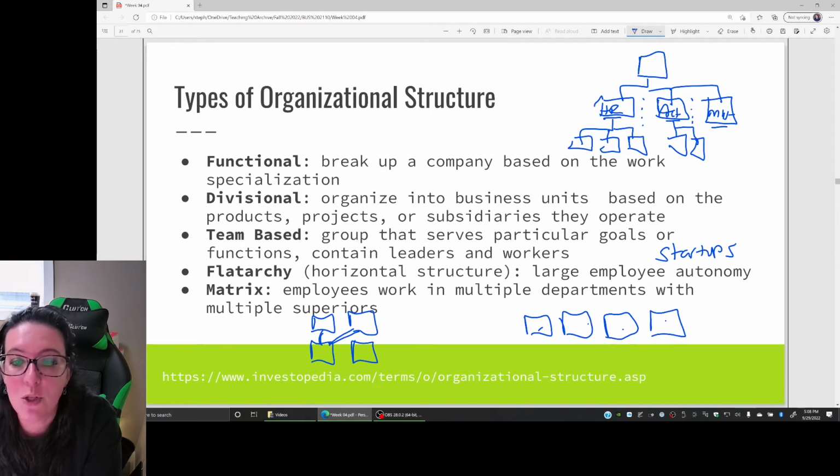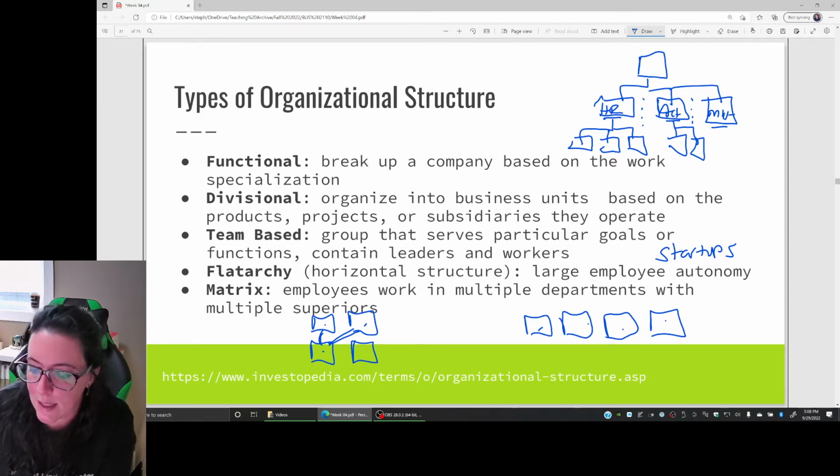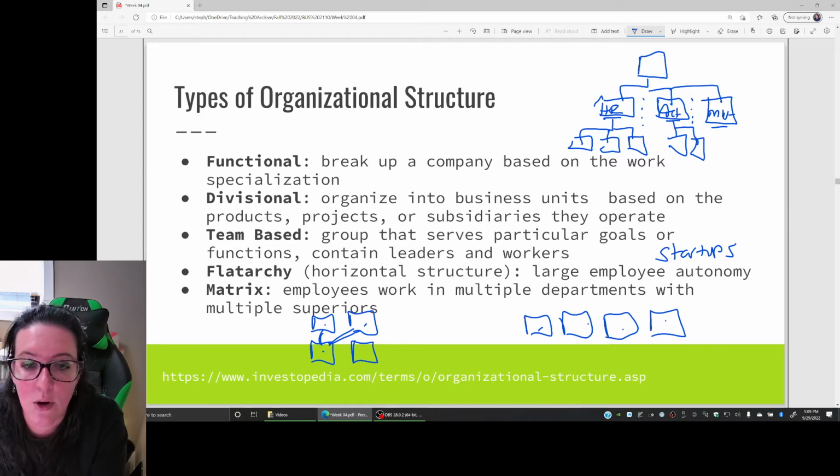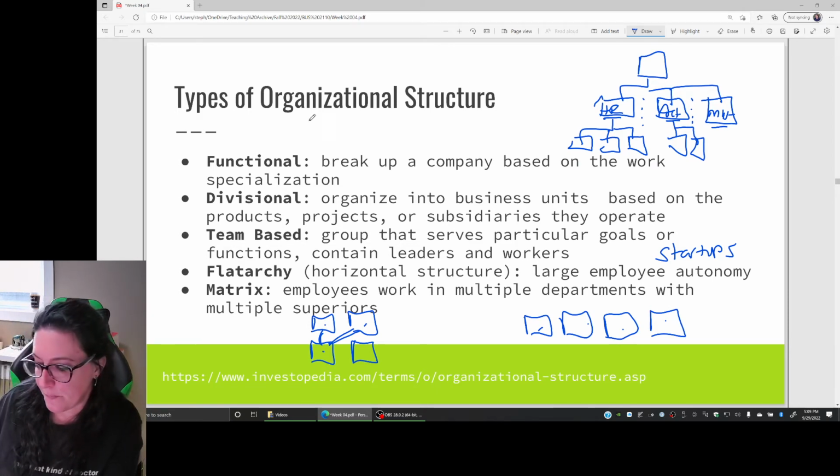The challenge with the matrix organizational structure is it violates the unity of command. There are two people dictating to this person what it is they are supposed to be doing, and what do you do if that conflicts? So a matrix organizational structure is not a preferred structure because of that violation of unity of command.